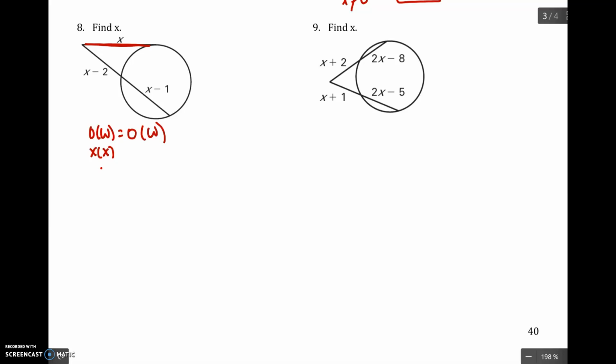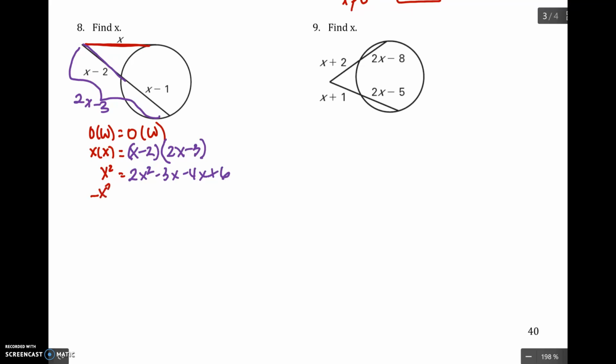So x times x, or x squared. And for the bottom portion, the outside is x minus 2. You got to put that together. And then the whole thing is 2x minus 3. So we are going to have to distribute this. So 2x squared minus 3x minus 4x plus 6. And since it's quadratic again, I have x squareds and just x's. I'm going to make it equal to 0 again, but I really want to have a positive x squared term. So I'm going to subtract this way so that I have a positive x squared term.